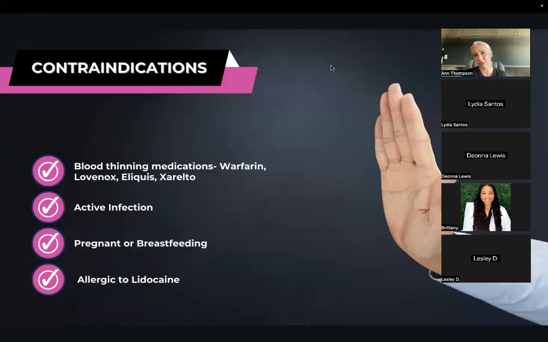And then also any pregnant or breastfeeding women. And also if they're allergic to lidocaine. If they are allergic to lidocaine, you can request that we get lidocaine-free syringes from the manufacturer. We just need to have a heads up about that. Any questions about the contraindications?